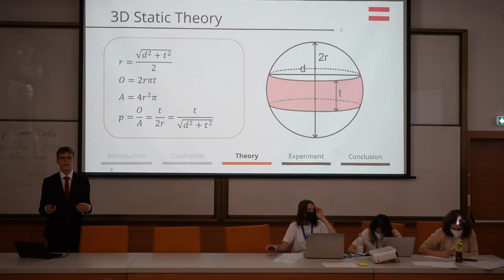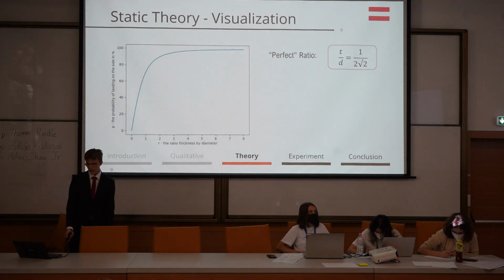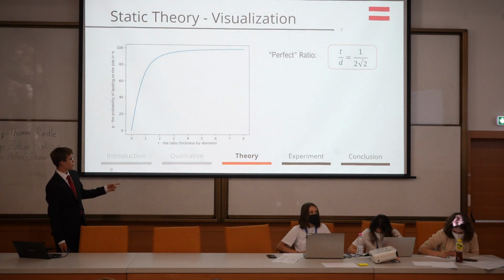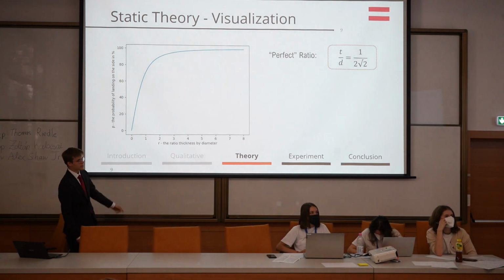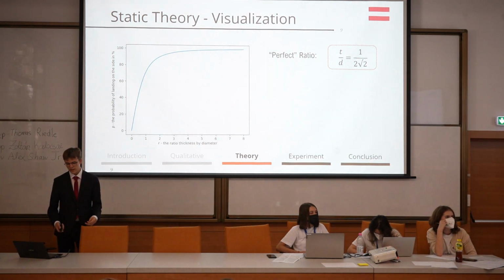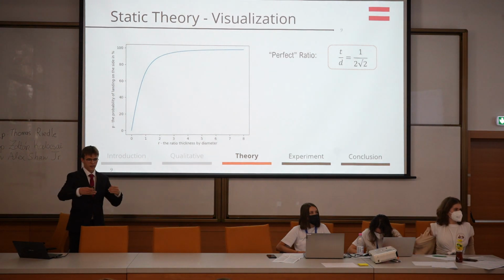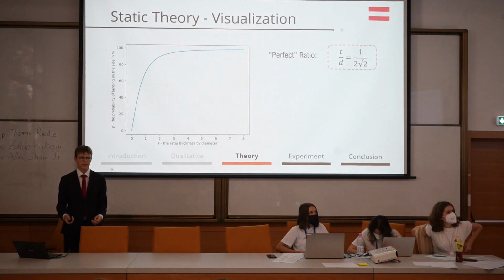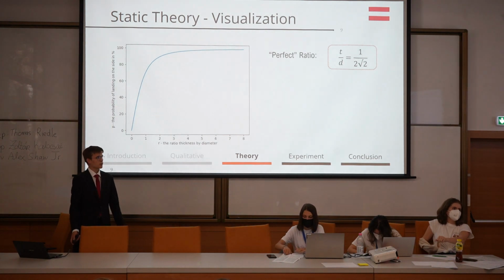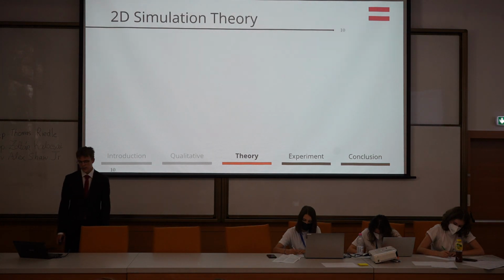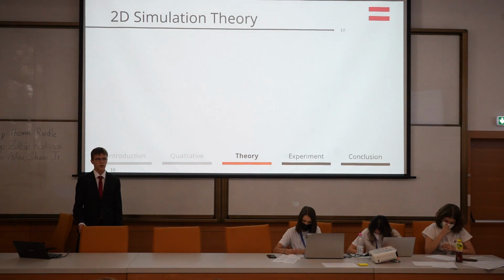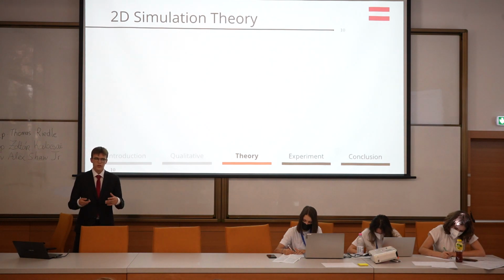Or we don't necessarily have to say they're equal, we can just get this formula, and now get this graph for the probability of the dice. So here you see the ratio thickness by diameter on the x-axis, the y-axis is the probability of landing on the side, and as you can see, the longer the dice is, the more probable it is that it lands on its side. And for this, the perfect ratio would come out to be 1 to 2 times the square root of 2. Then we improved on the static theory because it isn't really good, because obviously the coin bounces, so a static theory isn't 100% true.